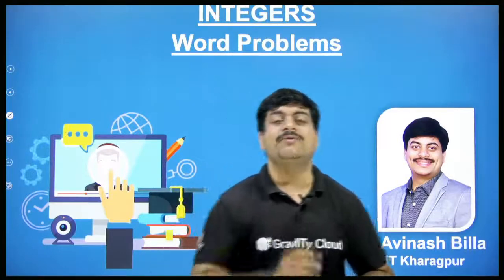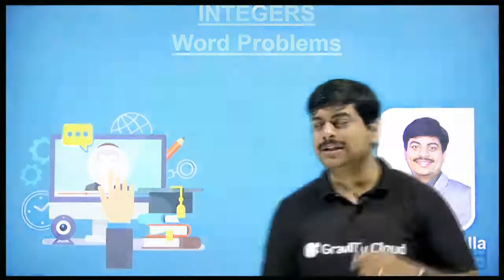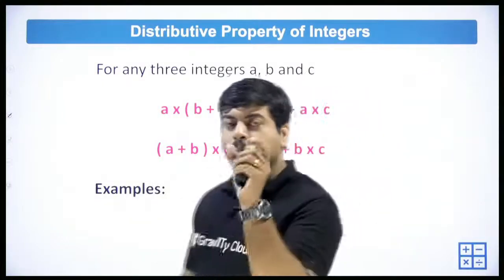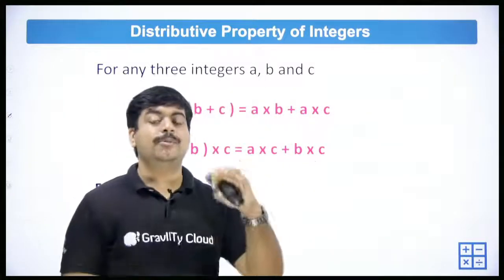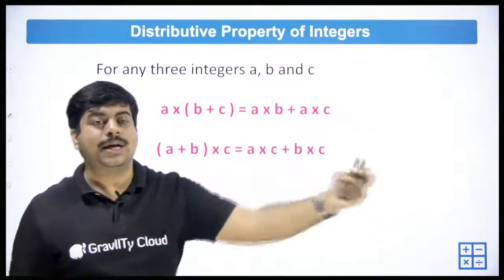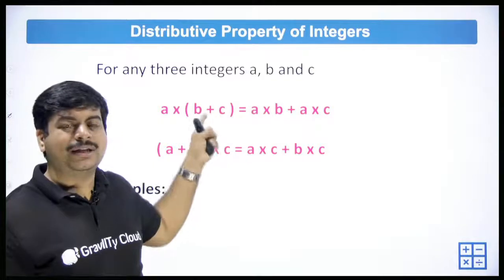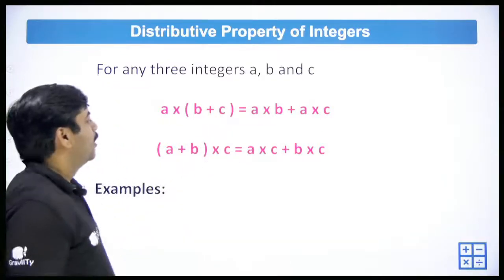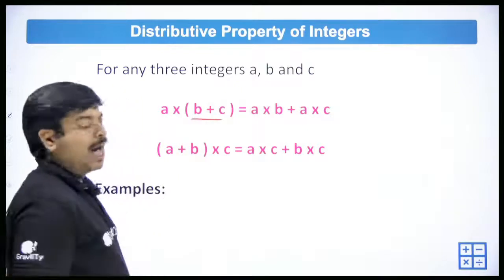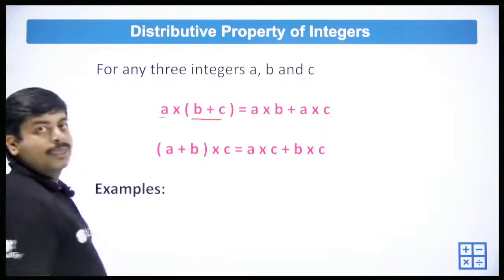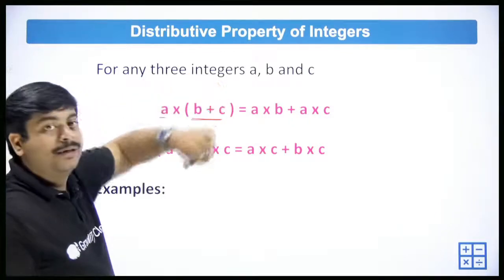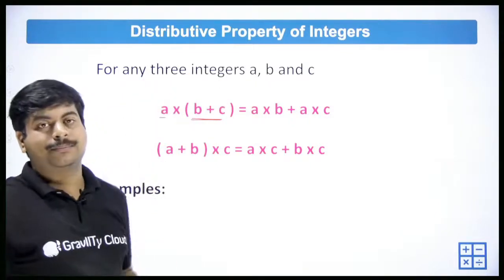Let's start today's session with distributive property. So what is that property all about? The name distributive itself says that we are distributing something to the remaining numbers. What are we distributing here? For example, B plus C is there, and A is there. Three numbers are there. We are distributing A to both the numbers B and C with multiplication.